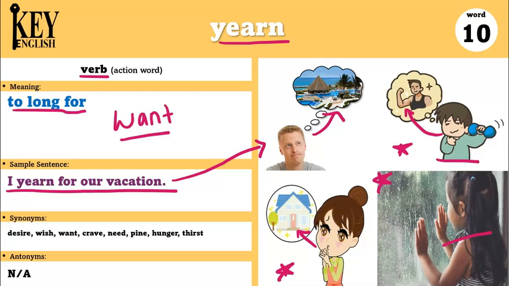Some synonyms for yearn are desire, wish, want, crave, need, pine, hunger, and thirst. There are no antonyms for this word. Is there anything that you yearn for?